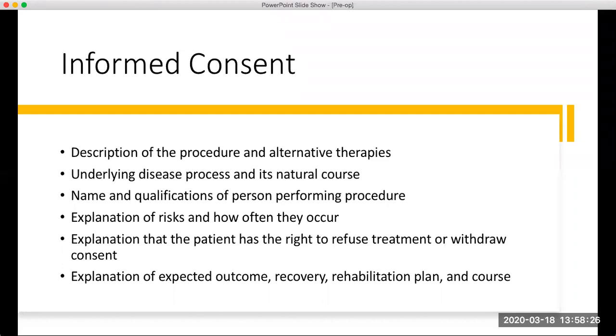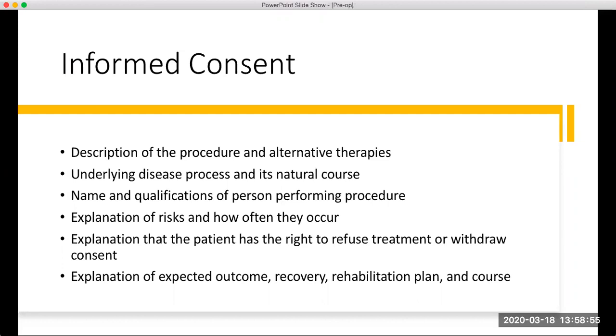They need to know about the surgeon themselves, the person performing the procedure, what kind of risks are involved in the surgery, what their rehabilitation is going to look like, how long they're going to be in the hospital, what their recovery at home is going to look like, what their follow-up is going to look like, what restrictions are going to be placed on them. They need to know everything about this procedure to be able to make an informed decision.